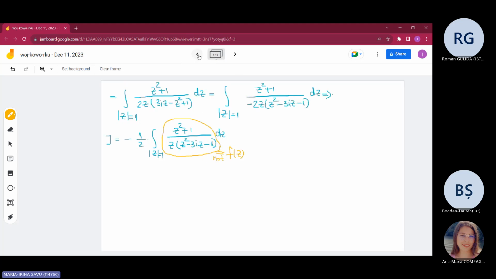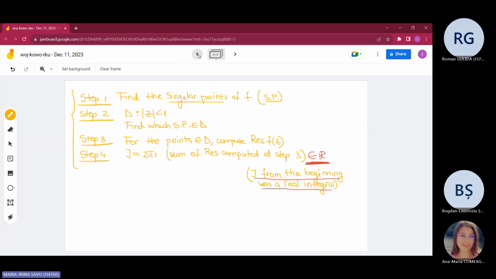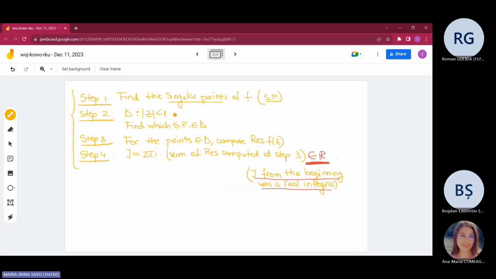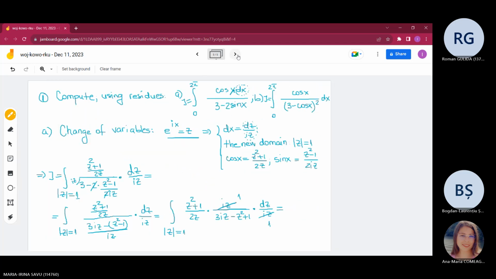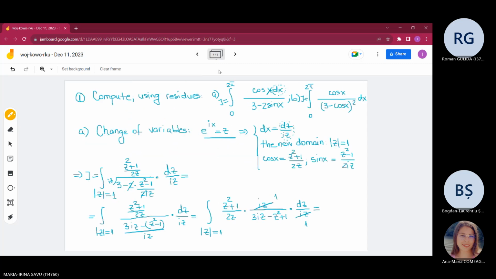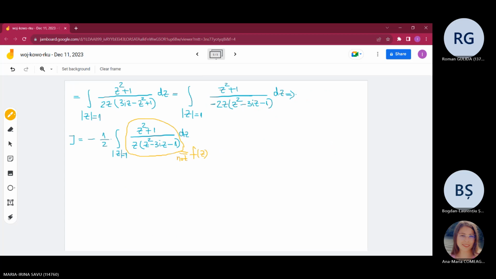And now, in this moment, we are in the case where you obtained this function, and it will be computed using the residue theorem. So you have to find first the singular points of f, then to write the domain, and so on. Which are the singular points of this function?